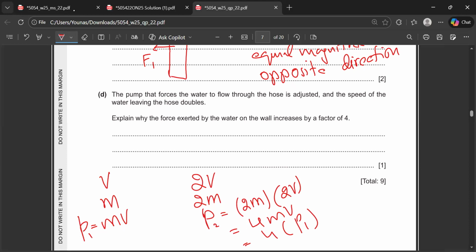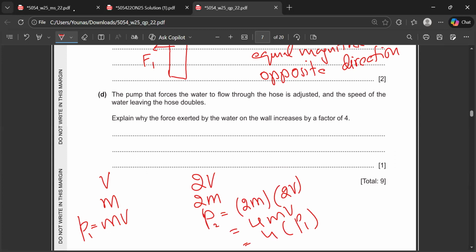So that's why the force, and we have just calculated in a previous part that the force is equal to the initial momentum here. In this particular case, this happens. The force is actually equal to the rate of change of momentum, and that was numerically equal to the initial momentum because the final momentum of this water was 0. So if the momentum has become 4 times the initial momentum, the force will also become 4 times.